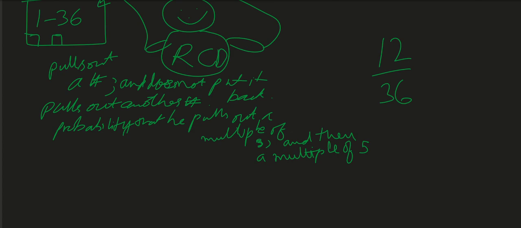And for a multiple of 5, it's 7 over 36. 7? Kaisha says it's 7. 7 over what, Kaisha? No, it's 7 over 35. 36 or 35? No, 35. 36 is not a multiple of 7.